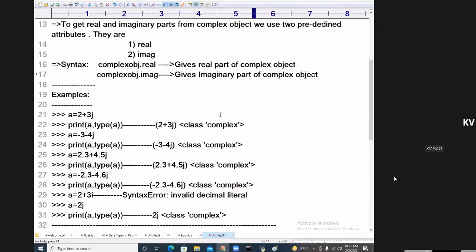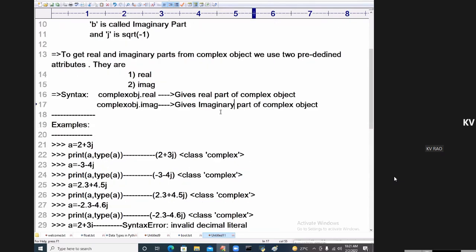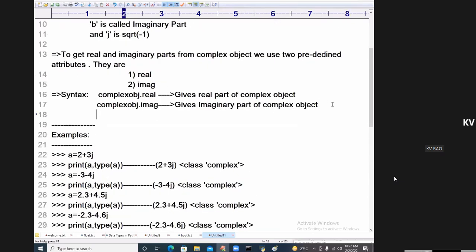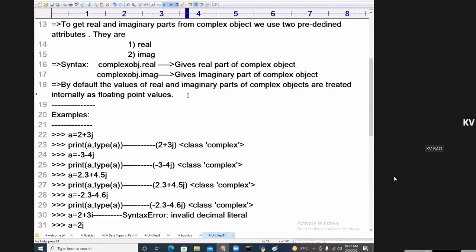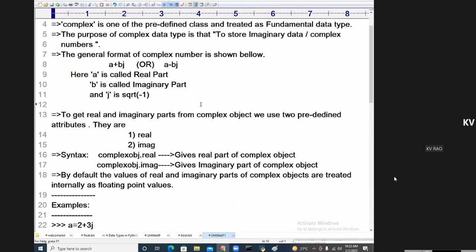And one more point I can say: internally, the real part and imaginary part are already taken in the form of floating point type. By default, the values of the real and imaginary parts of complex objects are treated internally as floating point values. That's it. I hope you are understanding what complex means. Did you understand, my dear students?